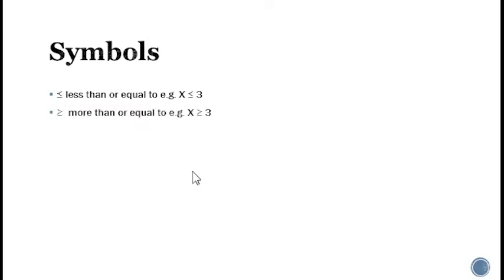The other way around, x more than or equal to 3 means x can be any value equal to 3 or more than 3. So possible values of x are 3, 4, 5, 800, so long as it is more than or equal to 3, but it cannot be any value less than 3.